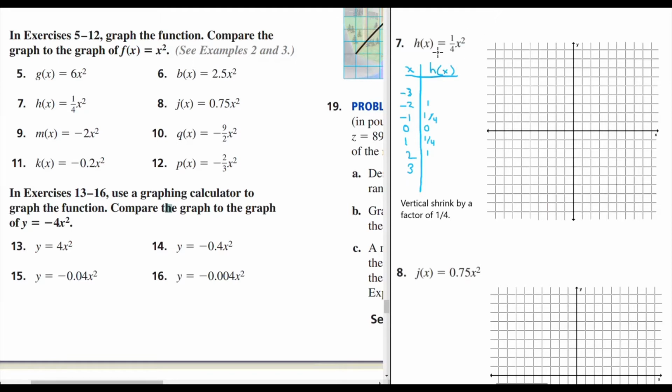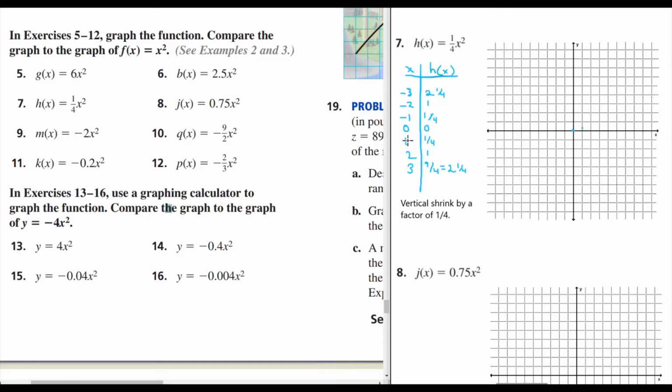Input 3, you get 9 times 1/4, so 9/4. I could write 9/4, but it's going to be easier to graph if I write this as a mixed number. So 4 goes in 9 twice, and we have 1/4 left over, so 2 and 1/4. And if you input -3, when you square it, you get a positive 9 again, times 1/4 is again 2 and 1/4. Alright, so let's go ahead and graph these points. I have 0, 0, 1, 1/4. Again, just approximating, going up 1/4 of the way.